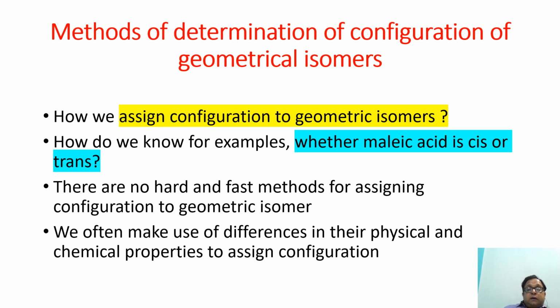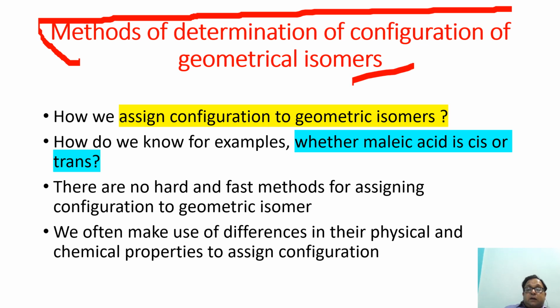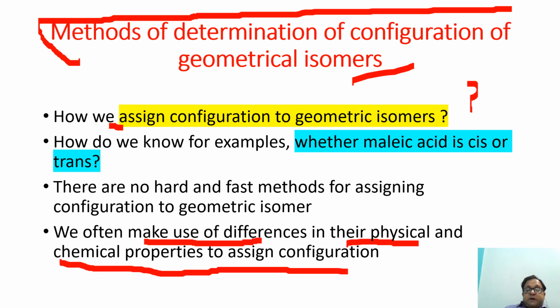So today we are focusing on the methods of determination of configuration of geometrical isomers. In this we will learn how we assign configuration to the geometrical isomers. How do we know, for example, whether maleic acid is cis or trans? As such, there are no hard and fast methods for assigning configuration to geometrical isomers. Generally, we make use of differences in their physical and chemical properties to assign the configuration.